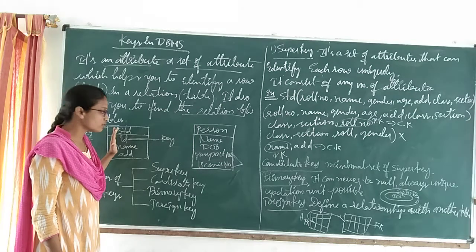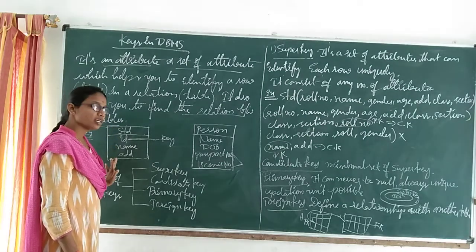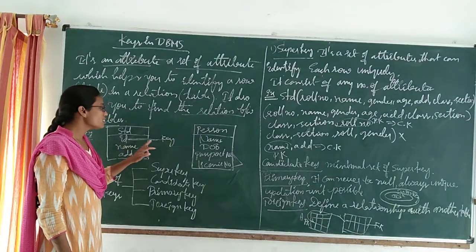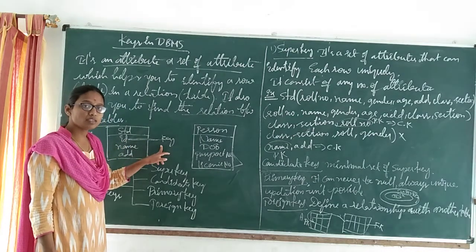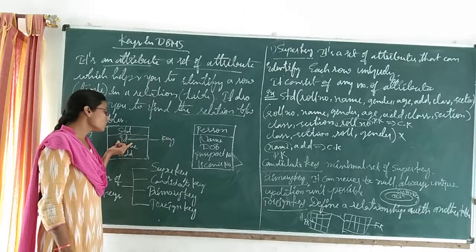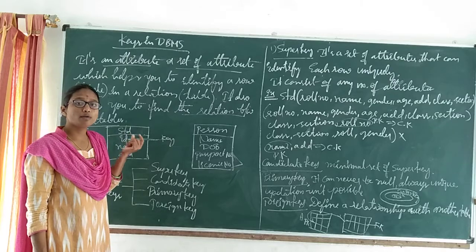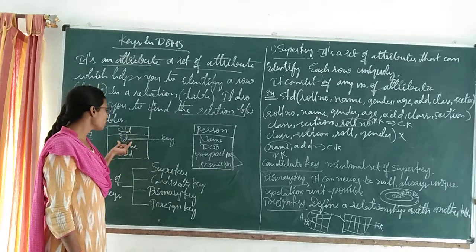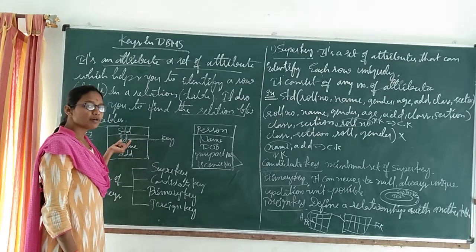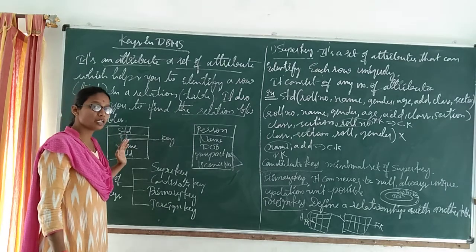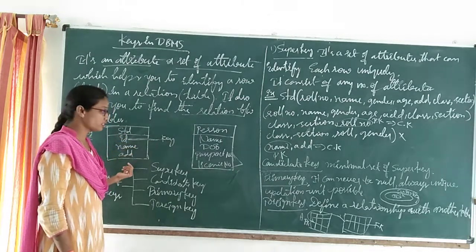A set of attributes: ID, name and address. Here I am taking ID as a key. Why am I taking it? Because this ID attribute has unique identification values. With the help of that student ID, you can easily find out the student's details, name and address.